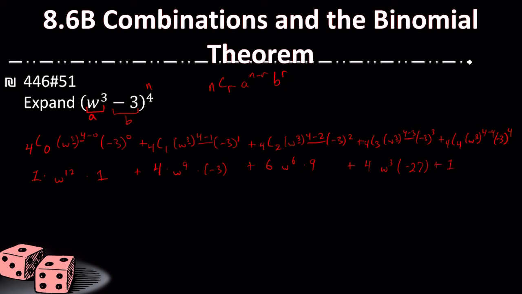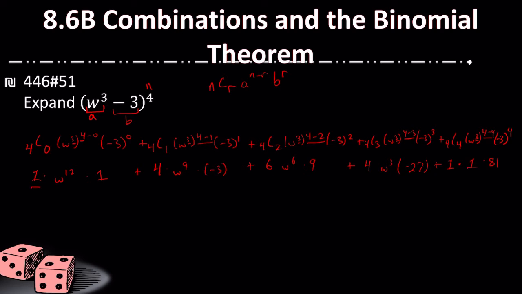4C4 is 1. All right, 4 minus 4 is 0. 3 times 0 is 0. So this is w to the 0, which is 1. And then 3 to the 4th is 81. Negative 3 to the 4th is 81.